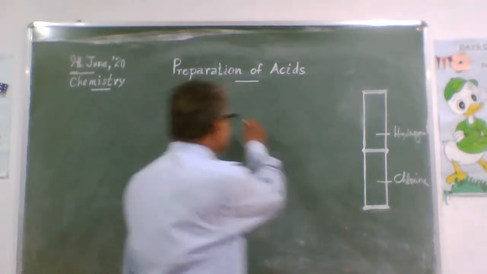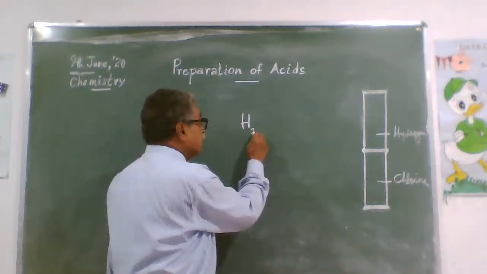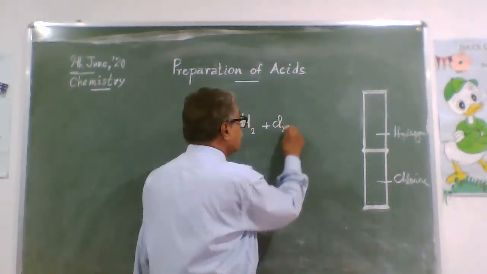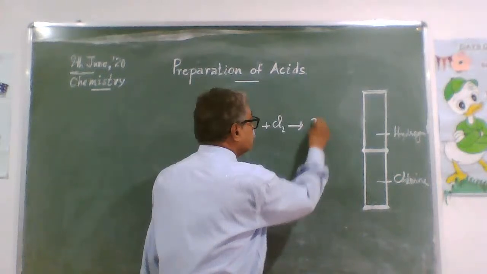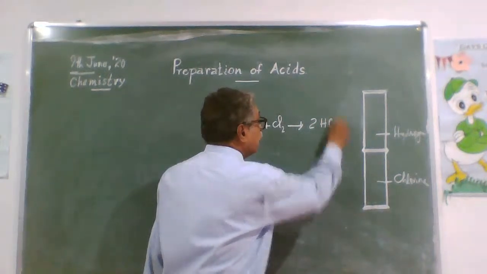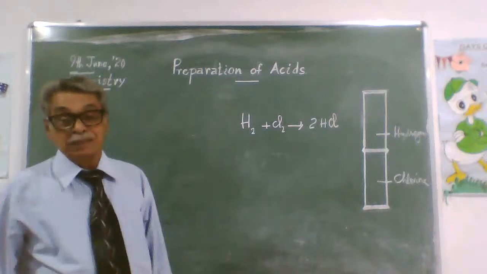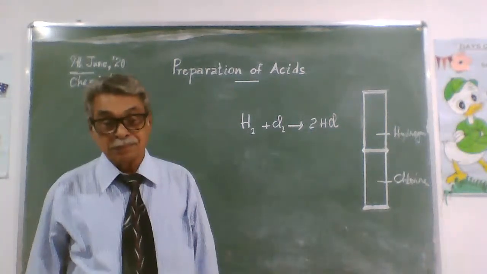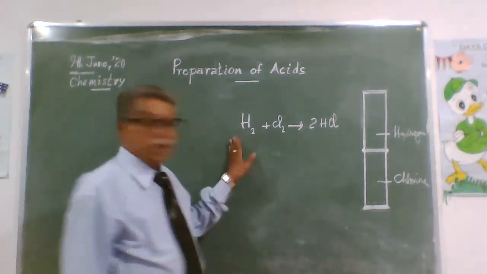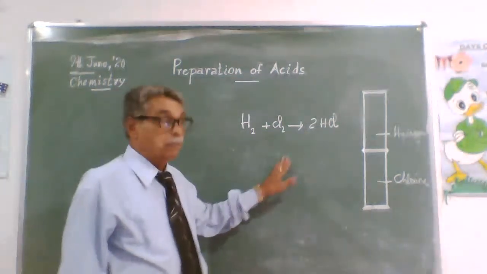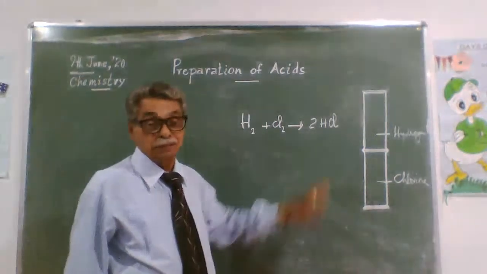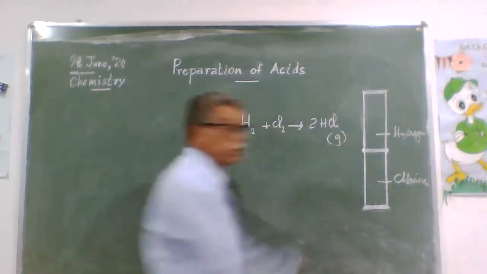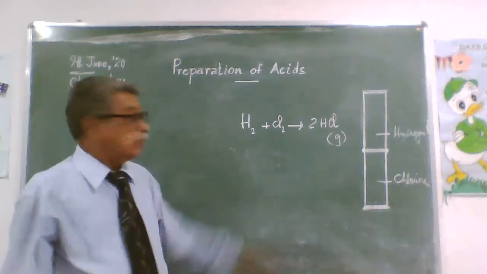The chemical reaction is hydrogen, I write here H2, and chlorine, Cl2, combine to give 2HCl, hydrogen chloride. Hydrogen chloride dissolved in water is hydrochloric acid. So this is the simplest way. Hydrogen chloride is a gas. This gas can be dissolved in water to get hydrochloric acid.